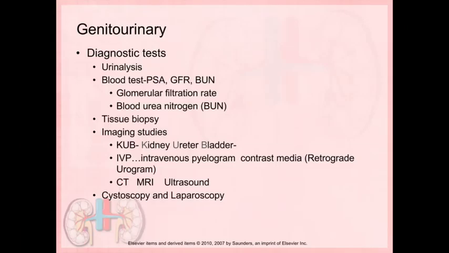There are many diagnostic tests that can be done to check for abnormalities in the genitourinary system. A urinalysis examines the urine. Several blood tests are done preoperatively to test for bleeding times, blood urea nitrogen or BUN, prostate-specific antigen or PSA, to name a few. Other tests can be tissue biopsies, imaging studies, and diagnostic cystoscopies or laparoscopies.